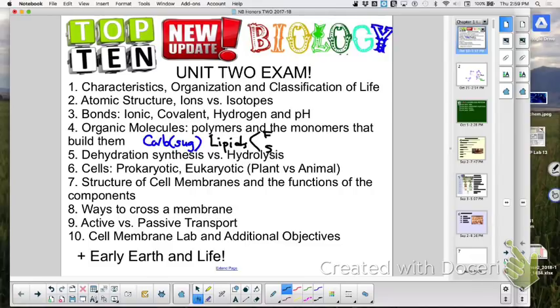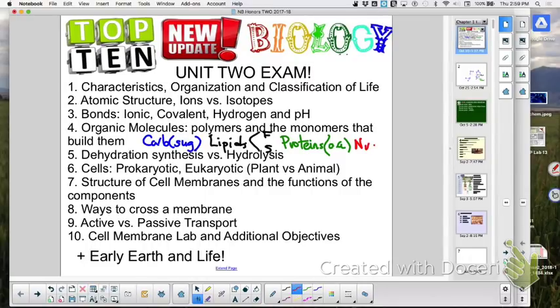Okay, give me another important molecule. Proteins. Proteins are built out of what? Amino acids. How many different amino acids are there? 20. Now give me that last one. Nucleic acids. What are examples of nucleic acids? DNA, RNA, and what? ATP. All right, we have a whole chart. You can remember those. We did dehydration synthesis and hydrolysis already.